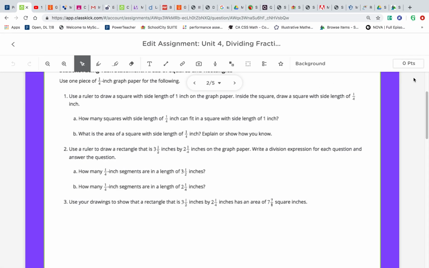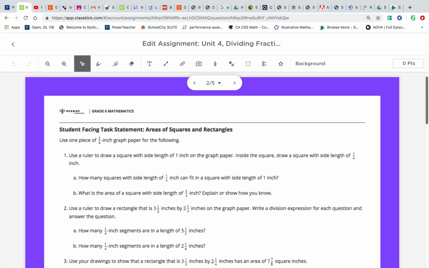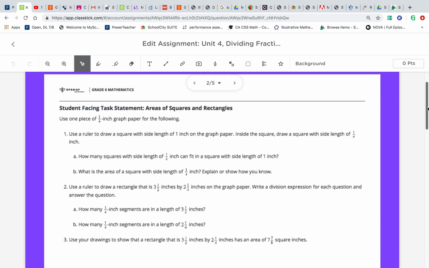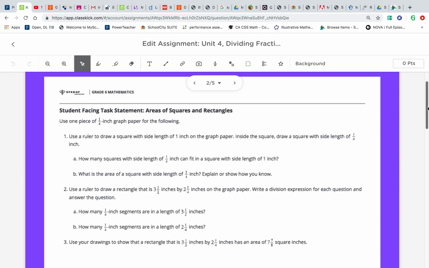All right, class, welcome to lesson 13. This is an activity and a lesson that's going to involve the area of squares and rectangles. We should remember how to find the area. For this activity, you're going to be spending some time with graph paper, and of course, we'll be going over this in class.